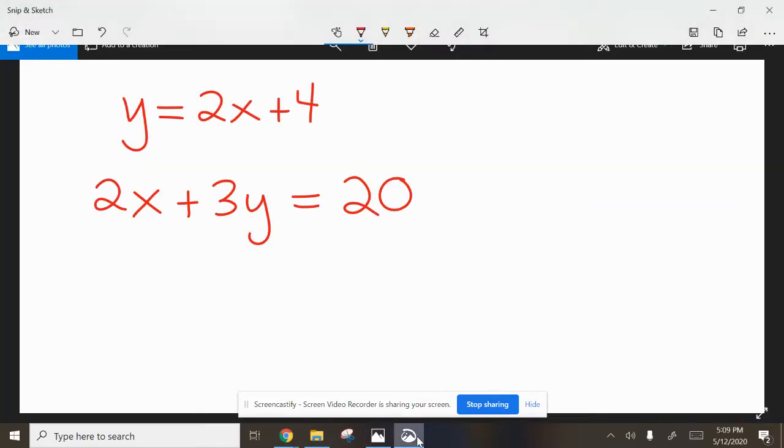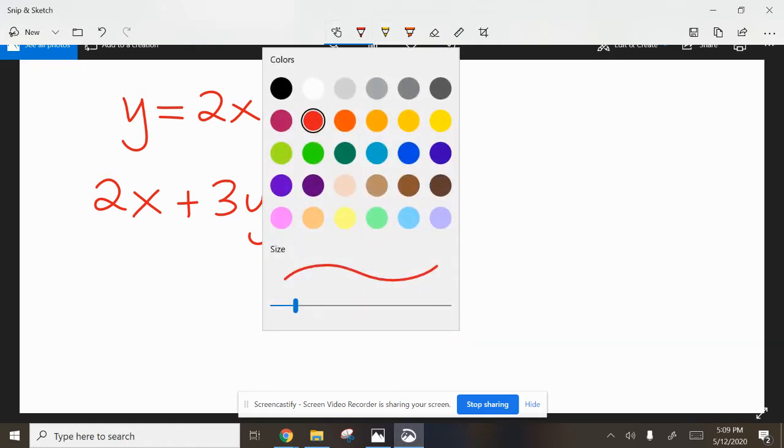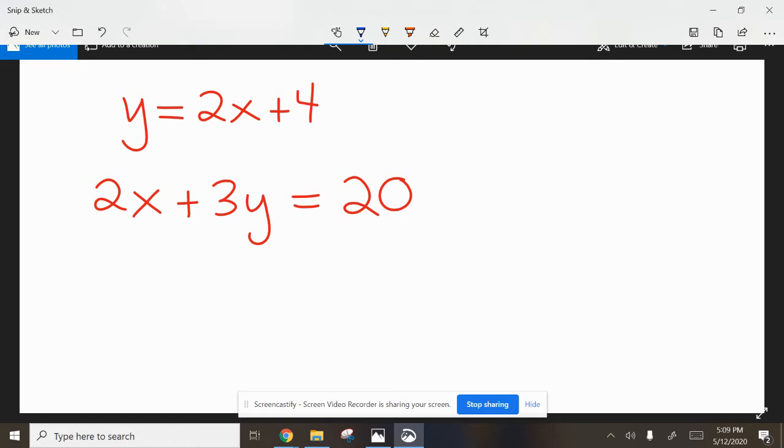Hi guys. So last week we learned about solving systems by elimination. This week we're going to step it up to probably one of the hardest things we learned all year, substitution.